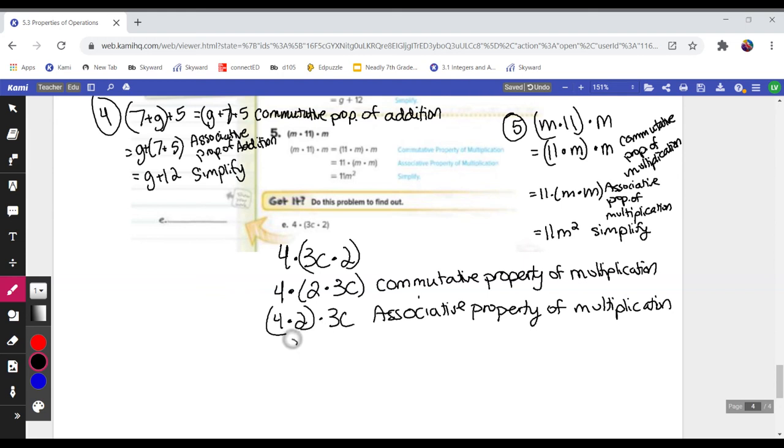So I'm going to simplify. 4 times 2 is 8 times 3c. I'm sorry, I don't keep them separate, I have to multiply 8 times 3c. 8 times 3c is going to be 24c. So to get from 8 times 3c, that justification is to simplify. So your final answer is 24c.